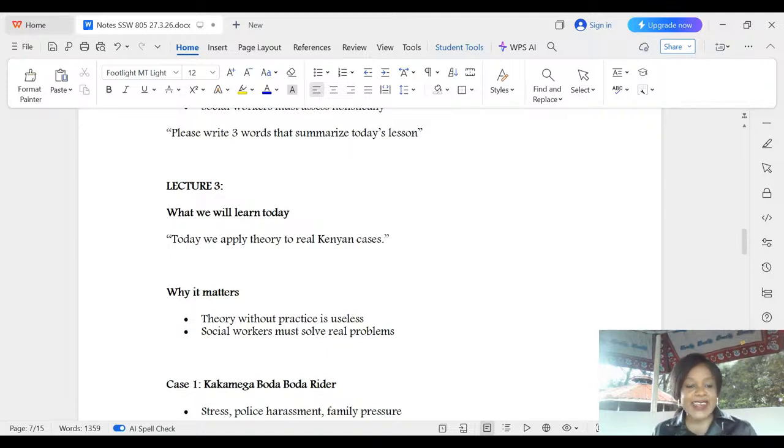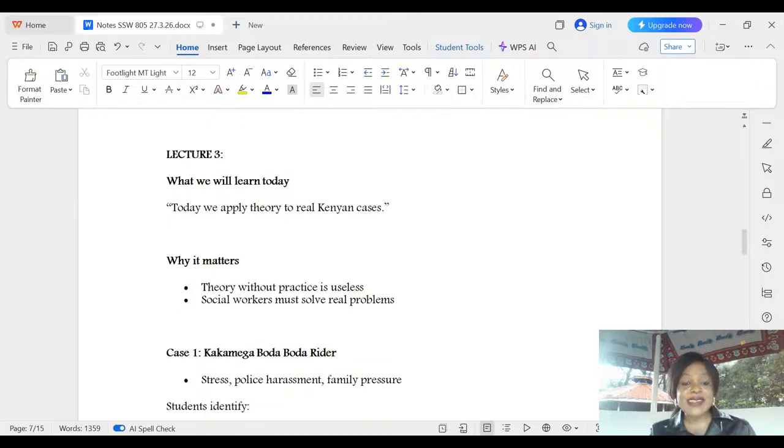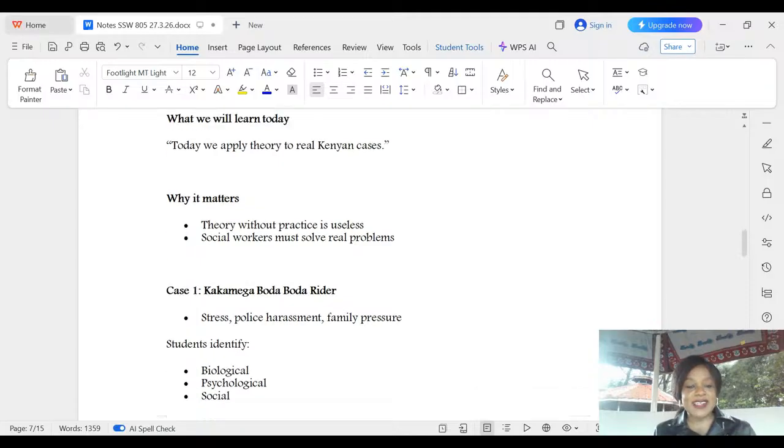So I've put forth a case here. Case number 1, a Kakamega boda boda rider. This person is experiencing stress, police harassment, and family pressure. And so from this, I would like you to be able to identify the biological domain, the psychological domain, and the social domain. And then you can just put your response in the chat. Okay.